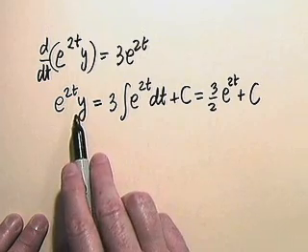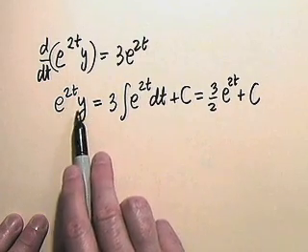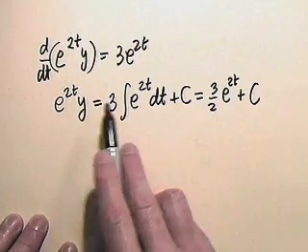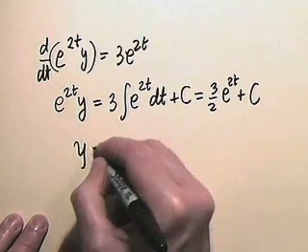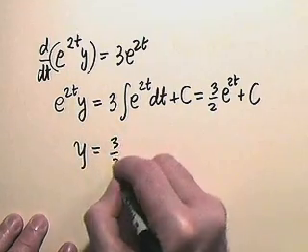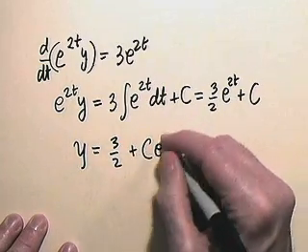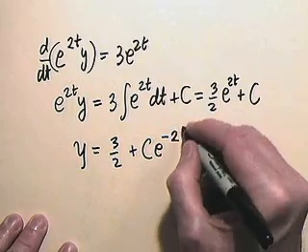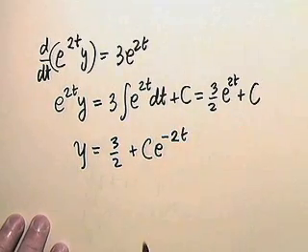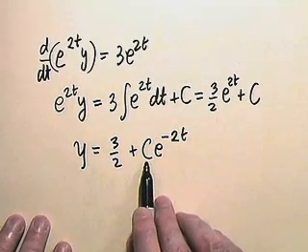Now to solve the problem, we multiply through by e to the negative 2t on both sides, and we'll get y equals 3/2 plus c e to the negative 2t. That's our general solution to this differential equation.